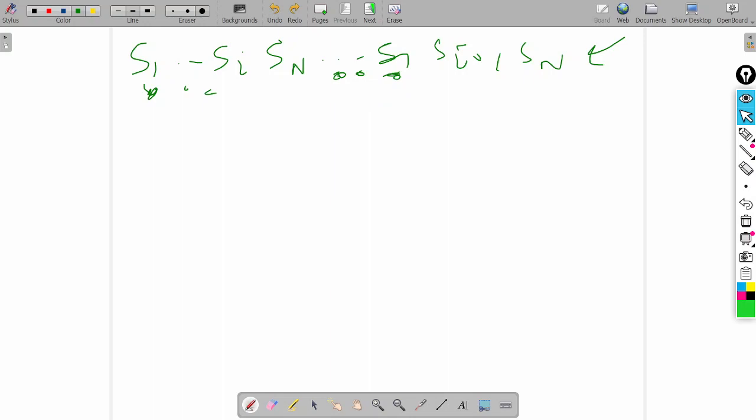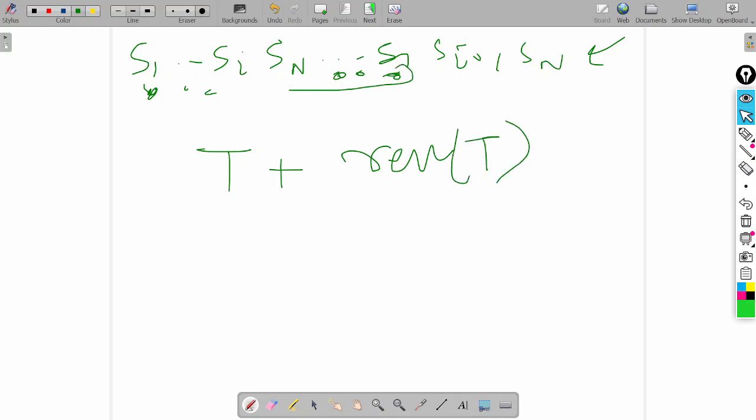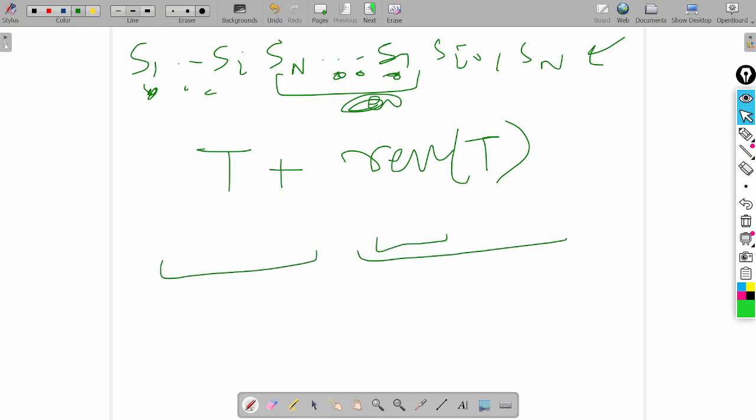What we can do is make another string in which we take t and then append the reverse of t to it. If we reverse t, then this middle sn to s1 part will be reversed again, so it will become s1 to sn. This will be t, and this the reverse of t, and this s1 to sn part will be in the right order. This will be the prefix s1 to si, and this will be the suffix si plus 1 to sn.